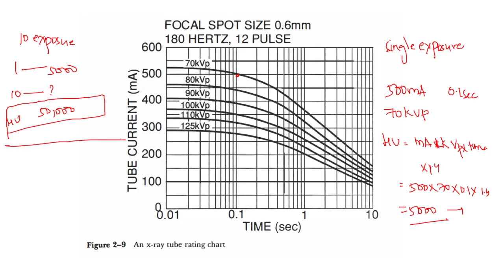Then what about from the chart? From the chart, if we have to calculate for 10 seconds, okay, let us calculate. It's the same. Heat units is equal to 70 into, this is for 10 seconds at 70 kilovoltage. This will produce something here, almost 150 milliamperes current, and time is 10 seconds. And again into 1.4, which is the conversion factor.